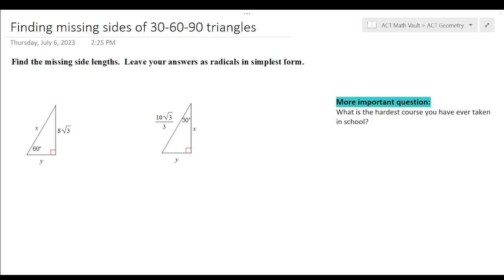Hi everyone, in this video I want to talk about finding missing sides of a 30, 60, 90 triangle.